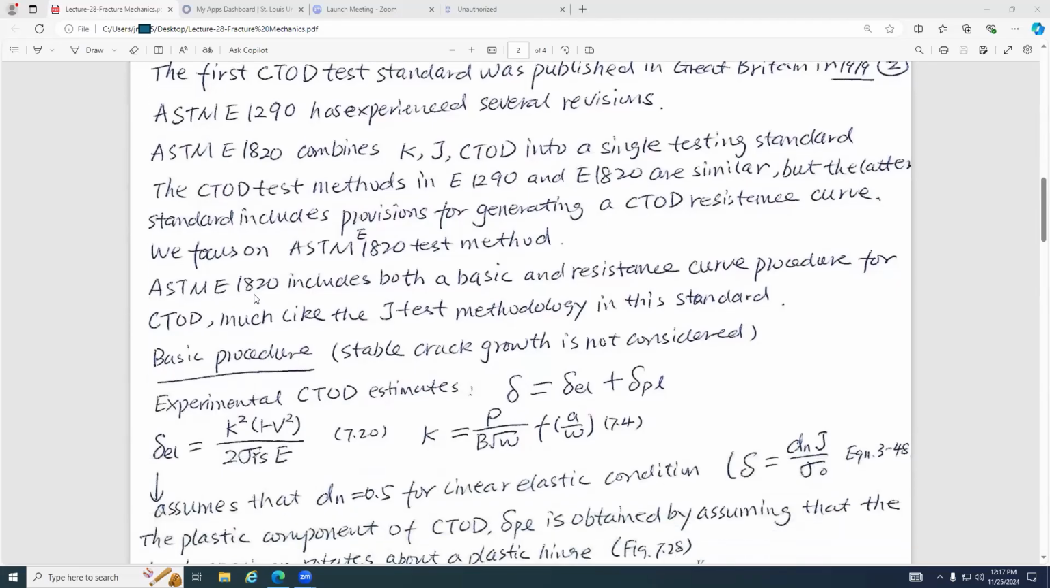So ASTM E1820 includes both the basic and resistance curve procedure for CTOD, much like the J-test methodology in this standard. And you guys know what the basic procedure and the resistance curve procedure are, right? I told you guys several times. What is the basic procedure? Basic procedure means that you monotonically load the specimen until it fails or until a predefined displacement. The second one, the resistance curve procedure, means that you need to monitor the crack length periodically.